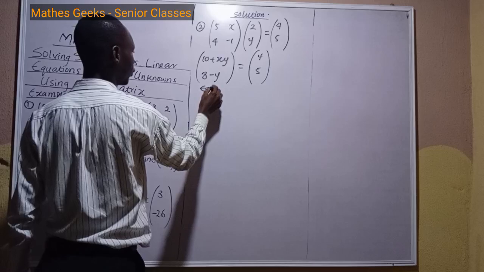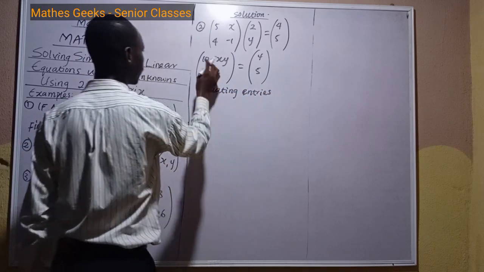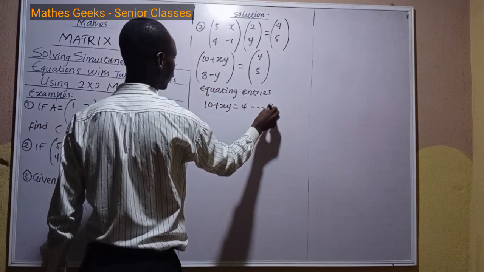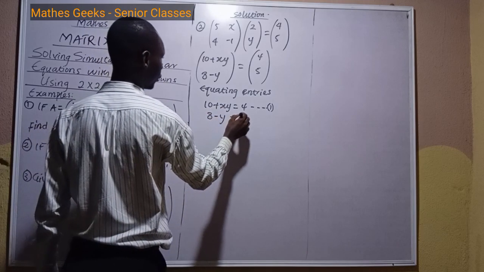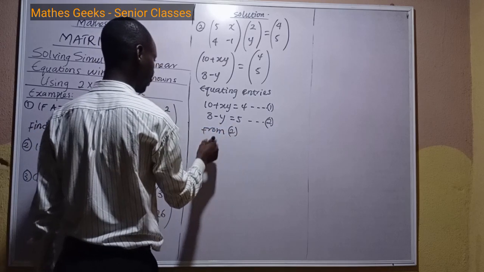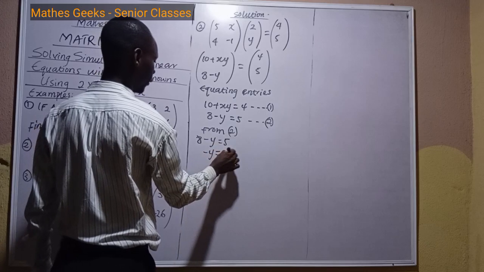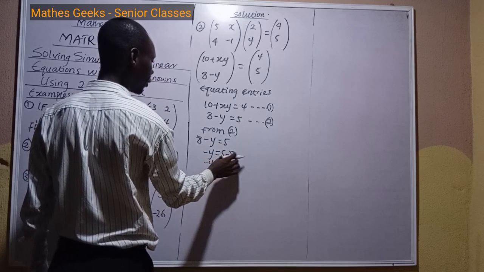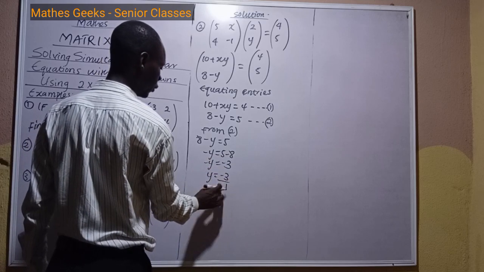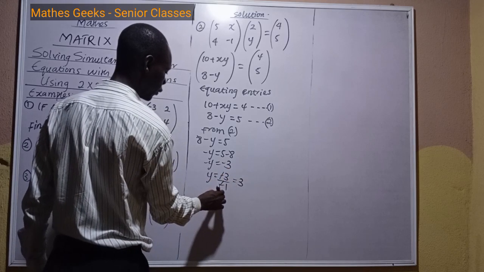So equating entries, we have 10 plus xy is equal to 4, equation 1, 8 minus y is equal to 5, equation 2. So from equation 2, 8 minus y is equal to 5, minus y is equal to 5 minus 8, which is minus 3. So y is equal to minus 3 over minus 1, which is equal to 3. So y is equal to 3.